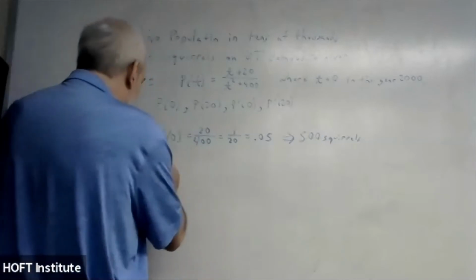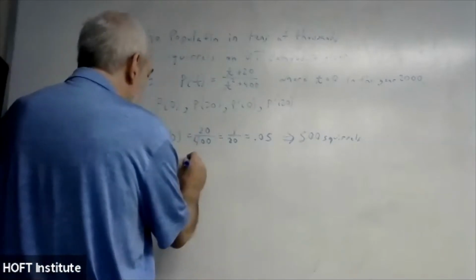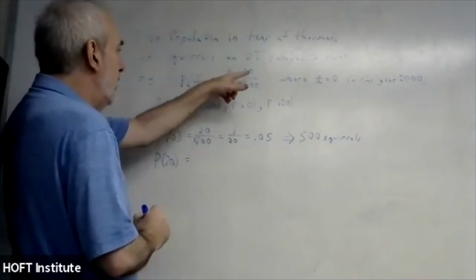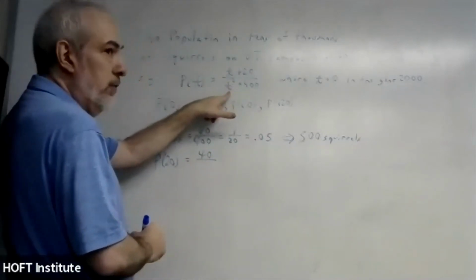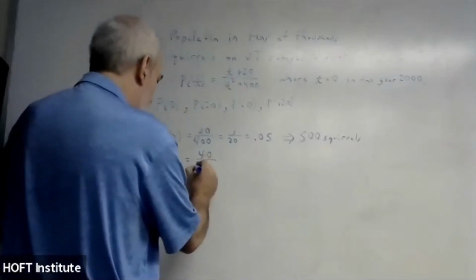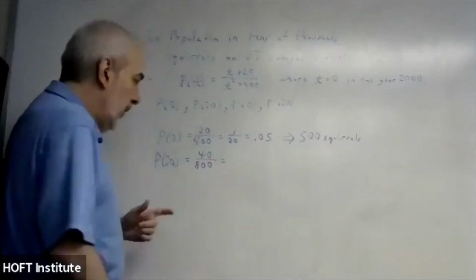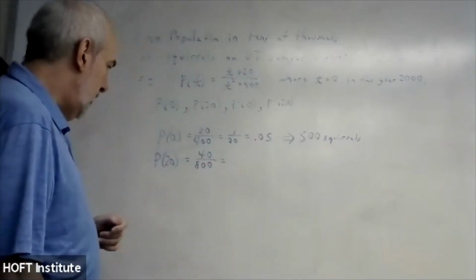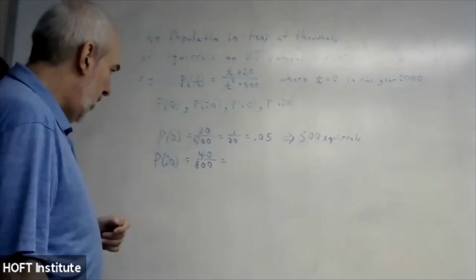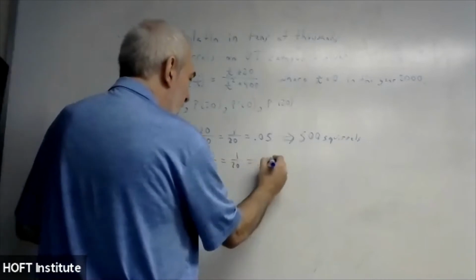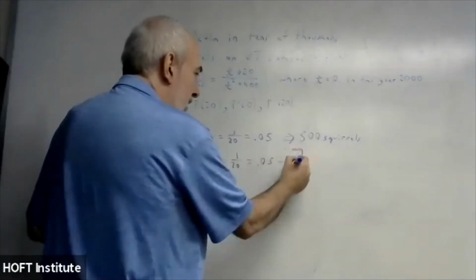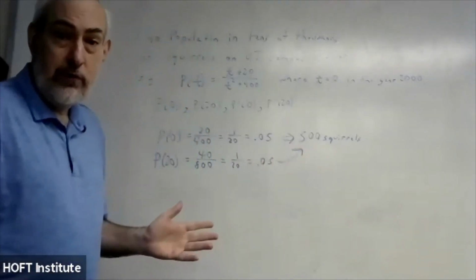Okay, so if we plug in 20, we would get 20 plus 20 is 40 on top. 20 squared is 400, plus another 400 is 800. We get 40 over 800, which is also 1 over 20, which is still 0.05, so still 500 squirrels.